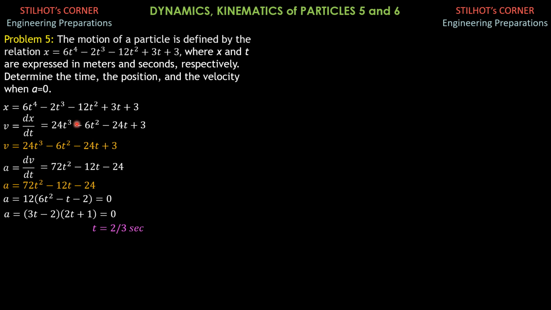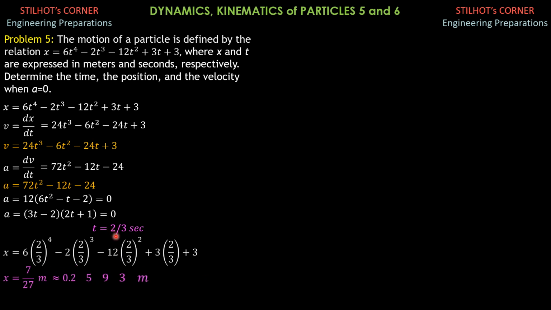We then evaluate the position when t is 2/3. So x is 6 quantity 2/3 to the fourth minus 2 times quantity 2/3 cubed minus 12 times 2/3 squared plus 3 times 2/3 plus 3. So the position of the particle when time is 2/3 is at 7/27, or approximately 0.2593 meter.